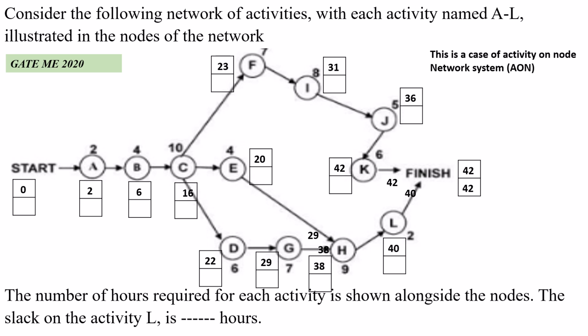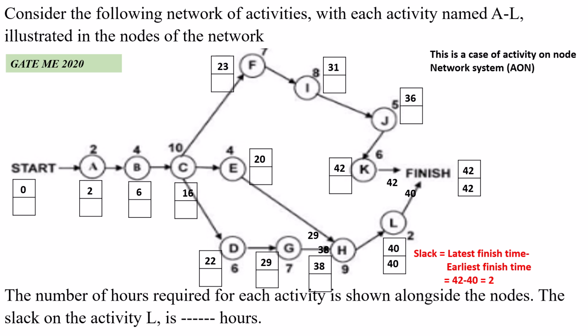So next I have to determine the latest time by the backward pass method, and start at the finishing event and consider the finishing time is 42. Next for the activity L, 42 minus 2, it is 40.